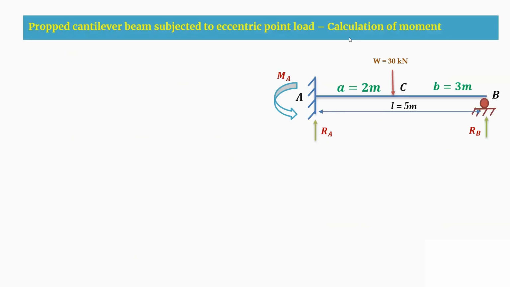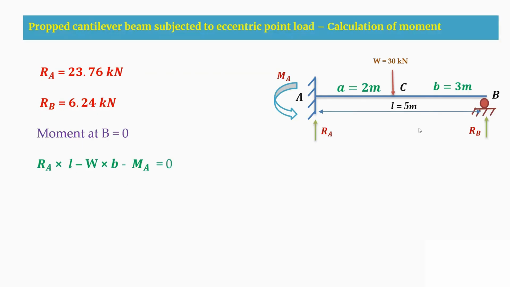In this slide, we are going to calculate the moment. Before calculating the moment, I am writing the RA reaction as 23.76 kilonewton and the RB reaction as 6.24 kilonewton. Now I am taking moment about this B portion. RA into L is in clockwise direction about this point, so it is plus RA into L, minus 30 into 3, which is in anti-clockwise direction. And again minus MA, which is also in anti-clockwise direction about this point.